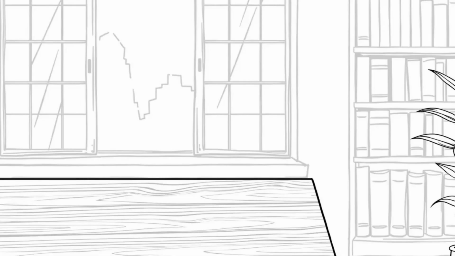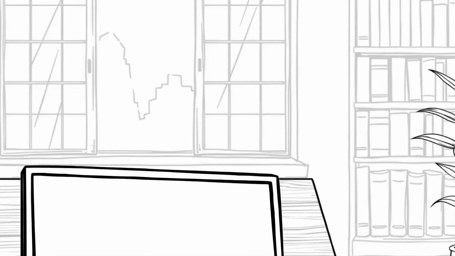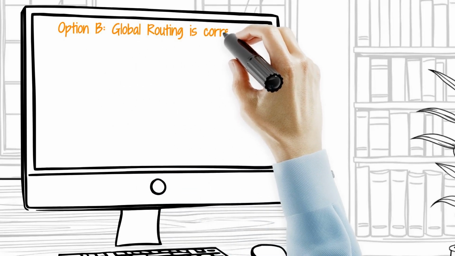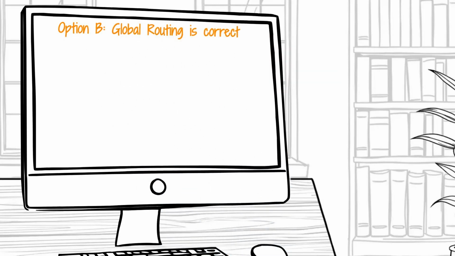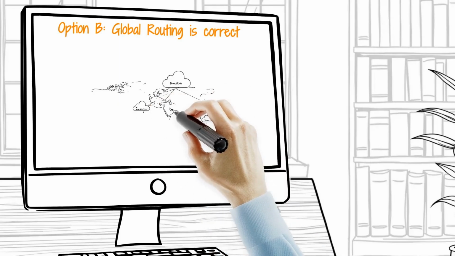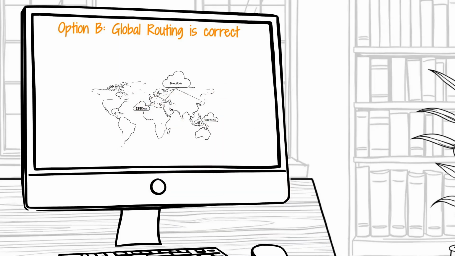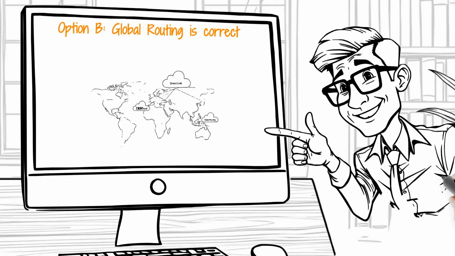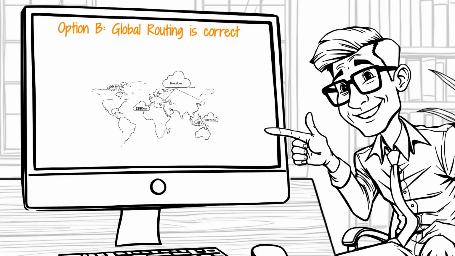B. Global routing option. This is the correct answer. The Global Routing add-on for IBM Cloud Direct Link allows you to extend your private network connectivity to all IBM Cloud regions and data centers globally, beyond the local market of your Direct Link termination point. This is specifically designed for scenarios where you need to reach services or resources in different geographic IBM Cloud regions.